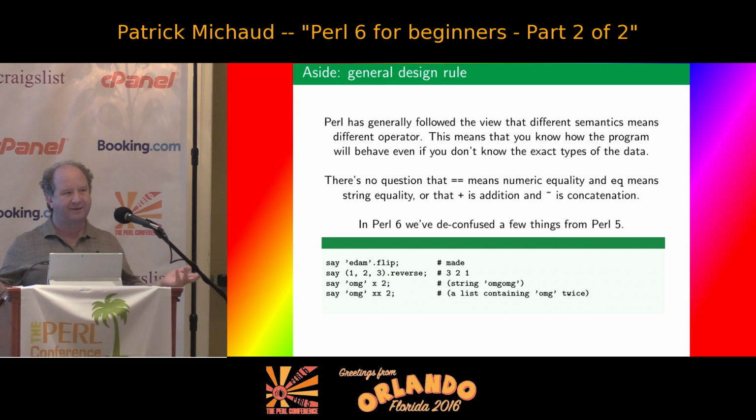Similarly, with the x and xx operators, right? So the x operator with a single x means that you're doing string repetition. The xx operator always means you're doing list repetition. So there's a lot of things like that in Perl 6 that if you're used to Perl 5, if there was an operator where it could mean multiple things, then we renamed it to make sure that there's no ambiguity. This is another reason why we don't use length for anything. It's now .chars or .elems or something like that.